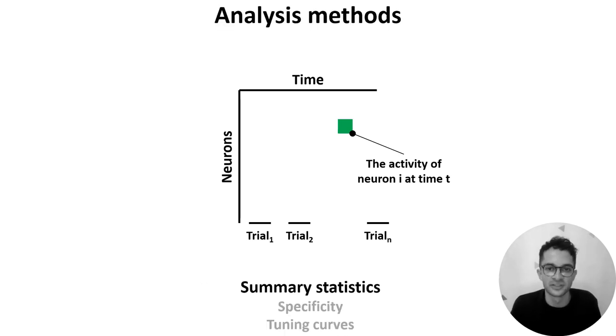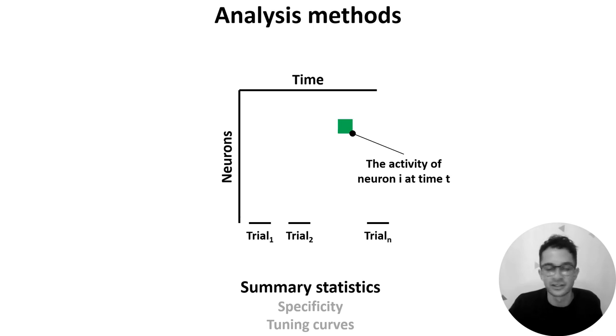There are lots of different approaches to analyzing neural data, so I'm just going to highlight three in this video. One simple approach is to calculate summary statistics. For example, in a classification task, we could compute how strongly each neuron responds to each class, and then see how specific its response is across classes. Or, if we were varying a stimulus parameter continuously, like the brightness of a screen, we could see how tuned to this parameter each neuron is. In other words, how activity changes as a function of this parameter.